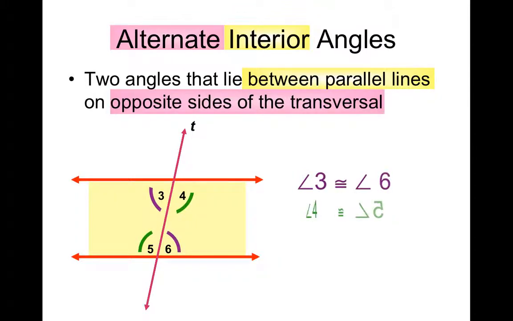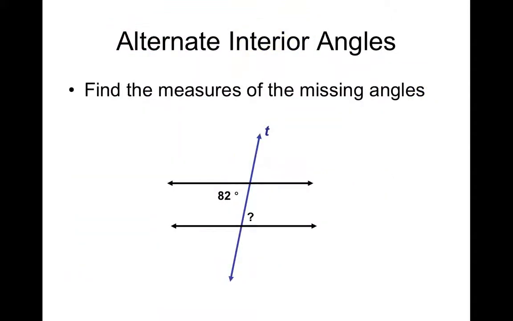And alternate interior angles are congruent. So angle 3 is congruent to angle 6, and angle 4 is congruent to angle 5. And again, we can use this to help us solve problems. If we're trying to find the measure of the missing angle, we know it's 82 because they are alternate interior angles.